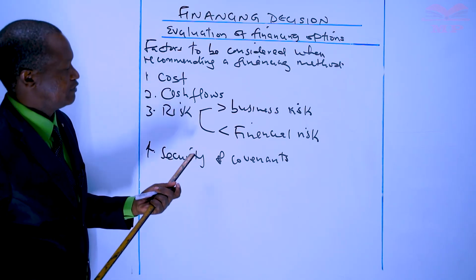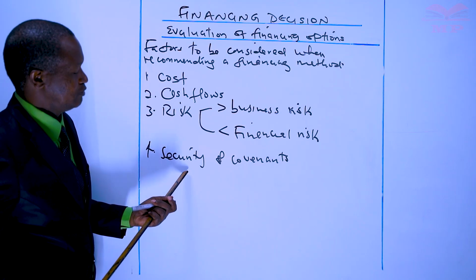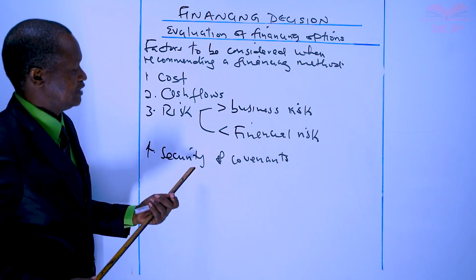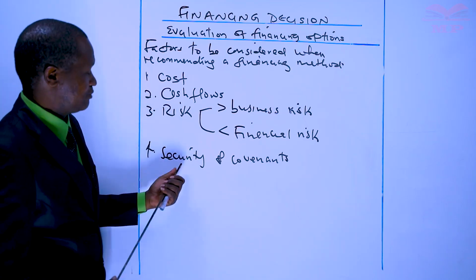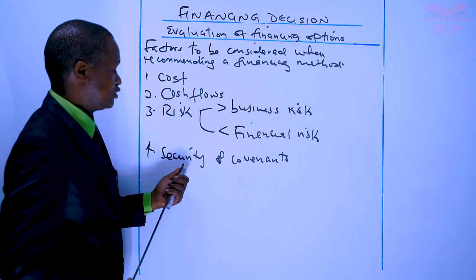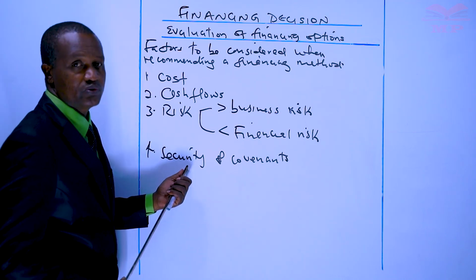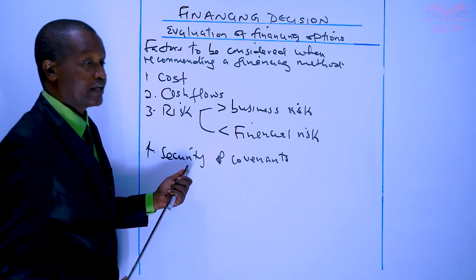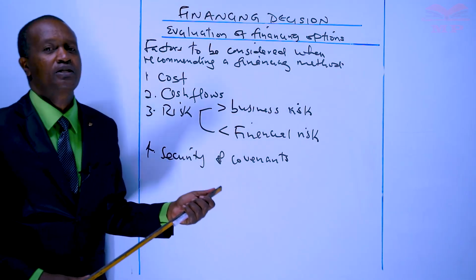So if a company is to seek debt, in most of the cases, the providers of debt may require the company to furnish them with security or collateral, like the fixed assets, non-current assets, and such like.